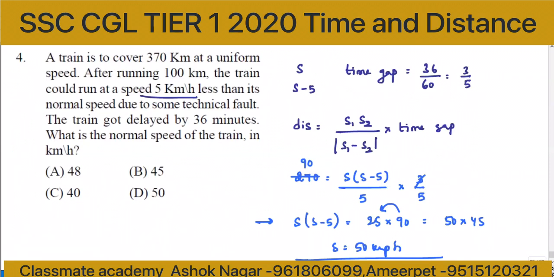So factorize and find out the product of two numbers that differ by 5. So how can I express it? 50 into 45. Now S is 50, then S minus 5 is 45. So answer is 50. Otherwise, you can substitute it from the options. If you are unable to guess it, just substitute it from the options.